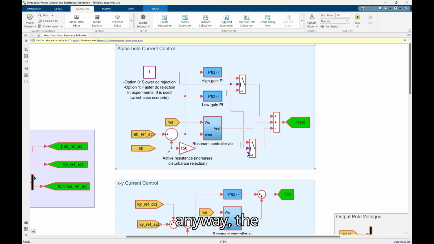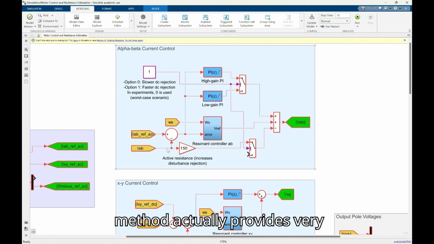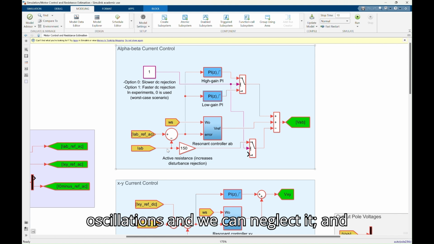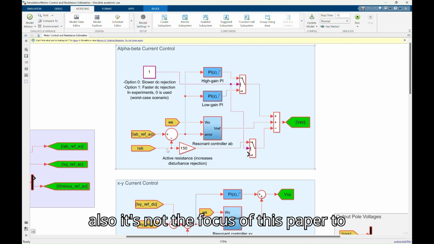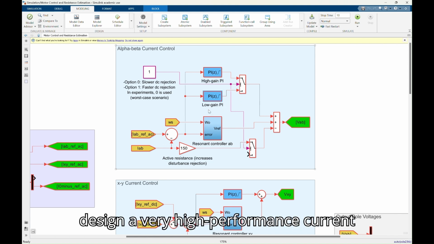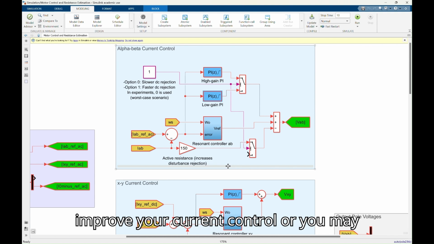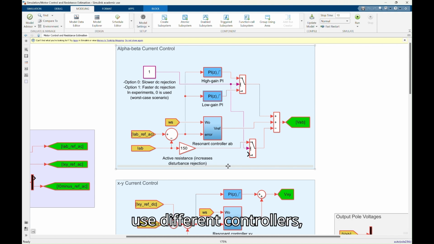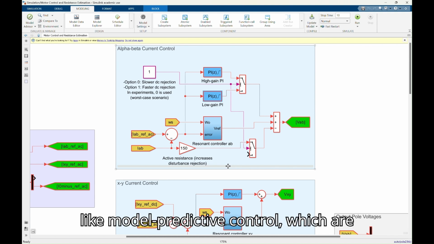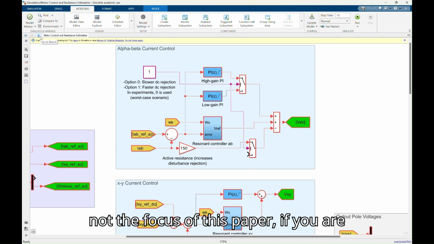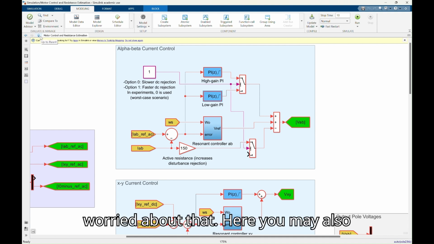But anyways, the method actually provides very small and brief torque oscillations, and we can neglect it. And also, it's not the focus of this paper to design a very high performance current control. So you may further improve the current control, or you may use different controllers like model-predictive controller, which are not the focus of this paper if you are worried about that.